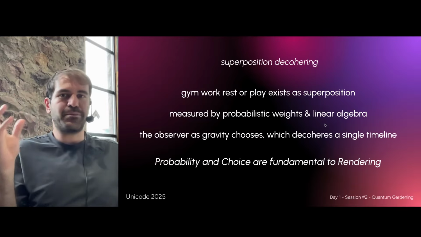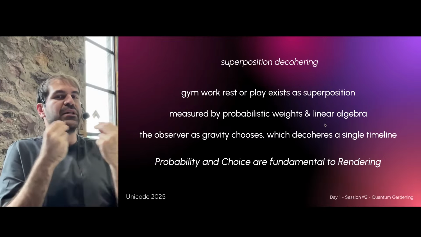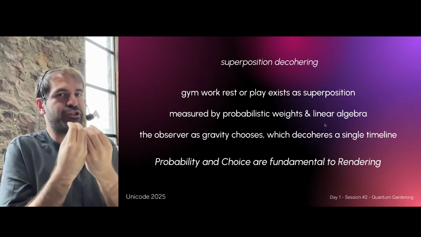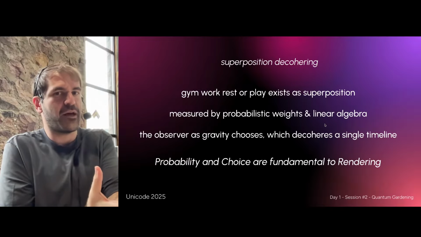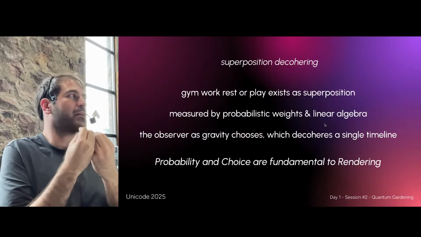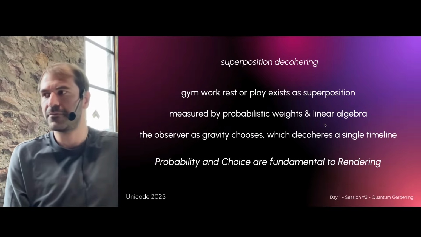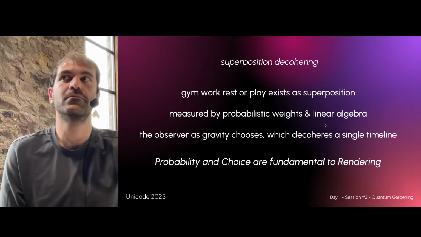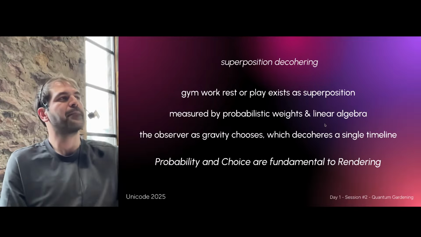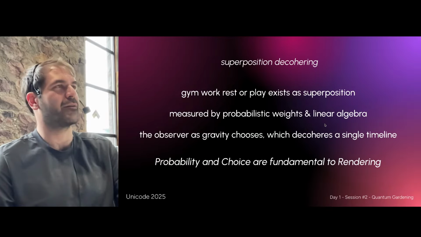So all of those options, again, gym, work, rest, or play, exist as a superposition, and then they're measured by probabilistic weights and linear algebra that is then gravitationally and observationally chosen, decohering into a single timeline. So probability and choice are fundamental to rendering. Probability and choice are mathematically represented as probabilistic weights in linear algebra, which we're going to get to in the next session. You could think of those probabilistic weights in linear algebra as law. Supported by the heart. What is your desire?